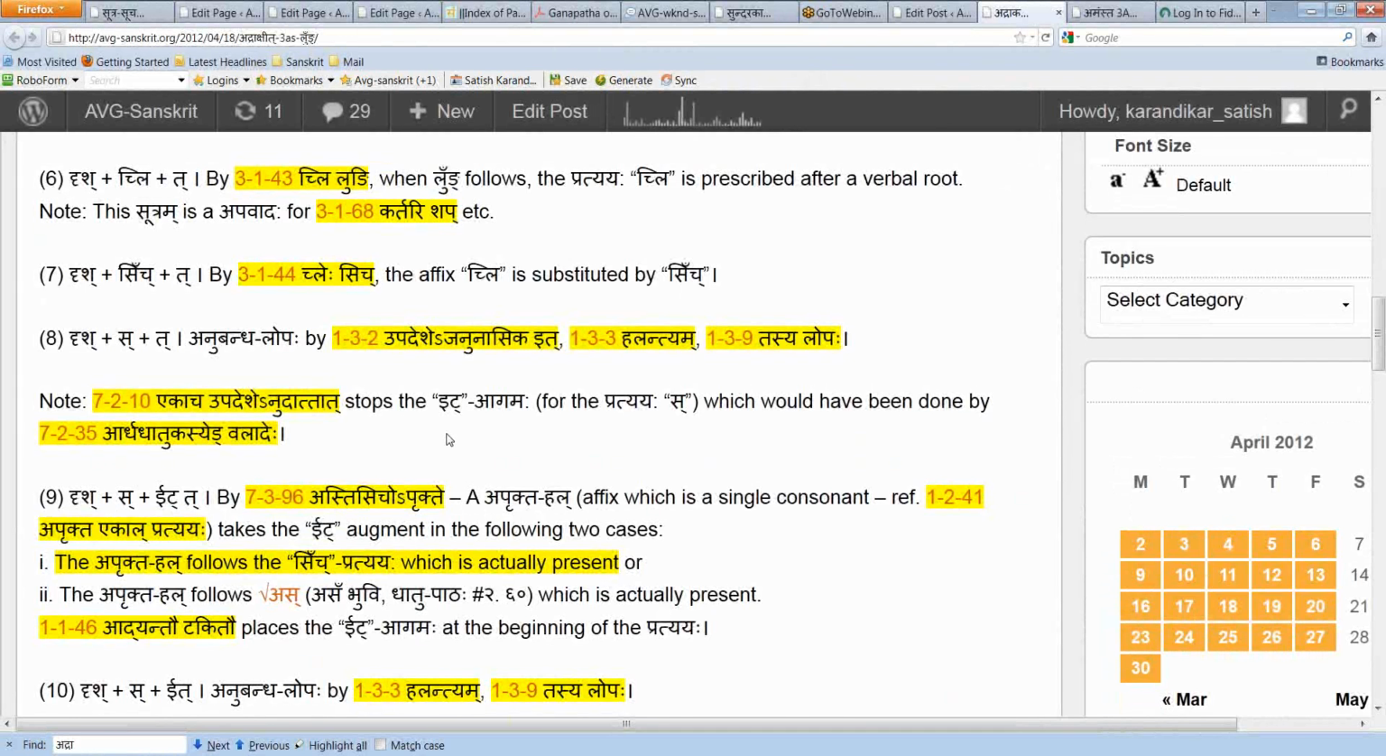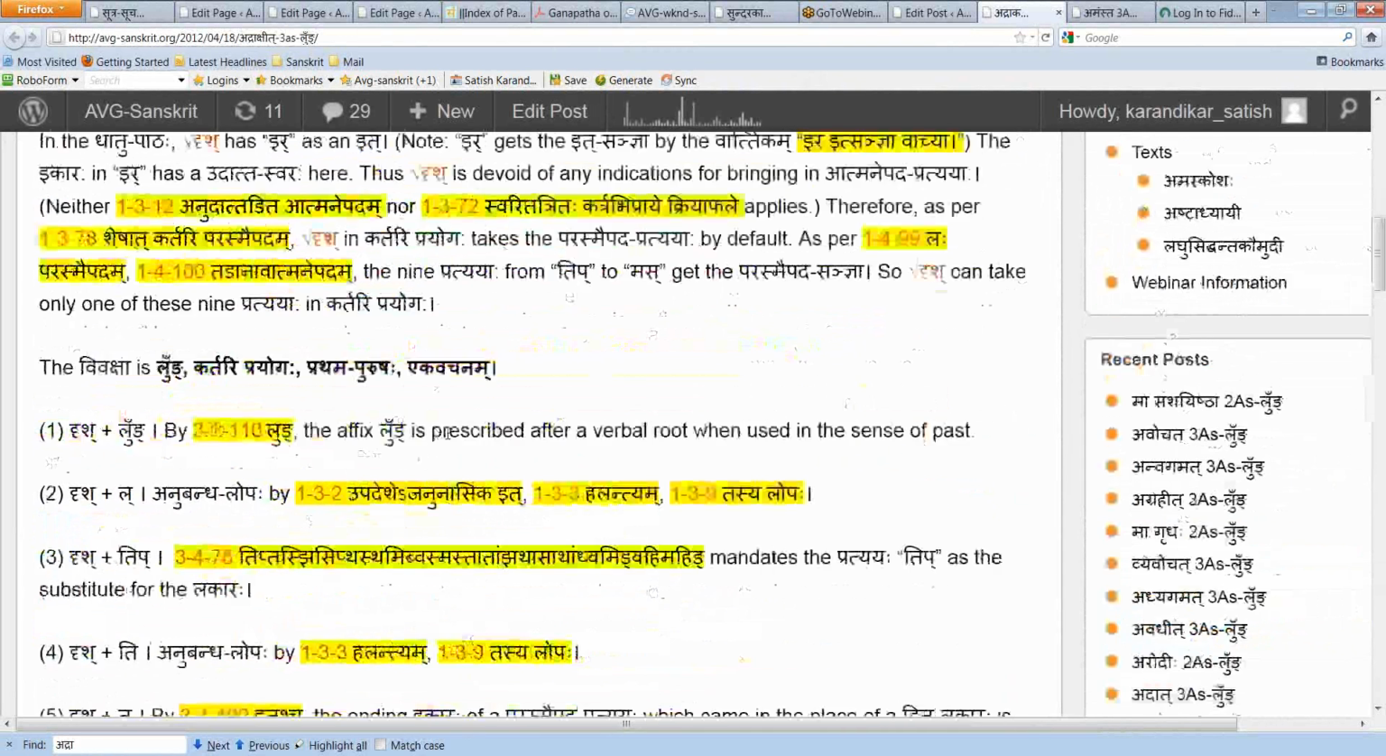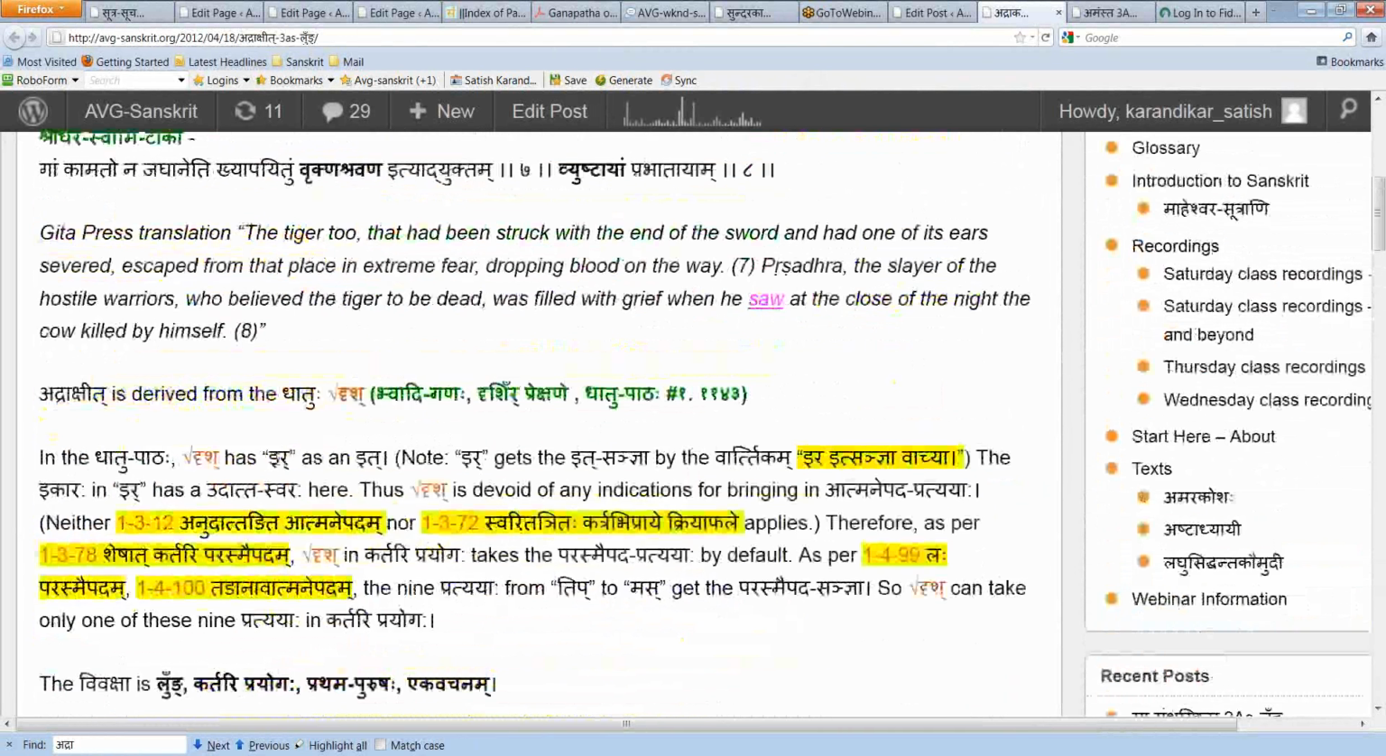Okay, so for example, dhatu drish, we just saw that this ikara of it has udatta swaraha. So we use only parasyapadam by sheshat kati parasyapadam. But the rikara of the dhatu, the rikara of drish actually has an anudatta swaraha. You understand? Because the in nisheda is going to come by ekachu upadeshanudatta.